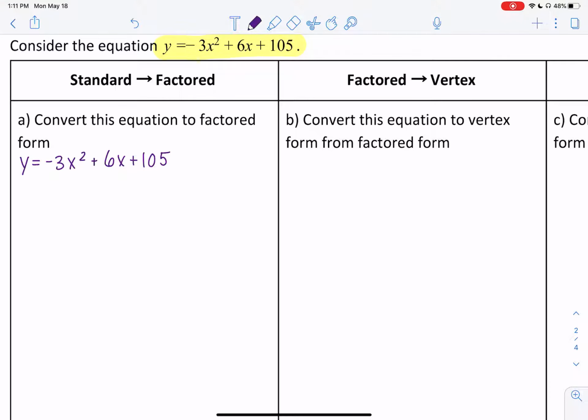And now we're going to factor this. So the first thing we always do is look for any numbers I can common factor. So each of these are actually all divisible by 3. And then because that first number has a negative on it, I always want to pull out that negative as well. So let's factor out that negative 3. And we're left with x squared minus 2x minus 35.